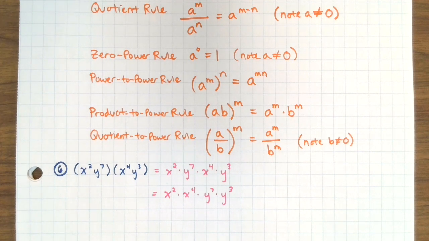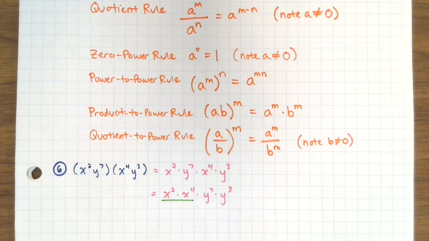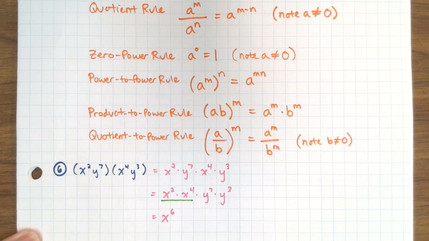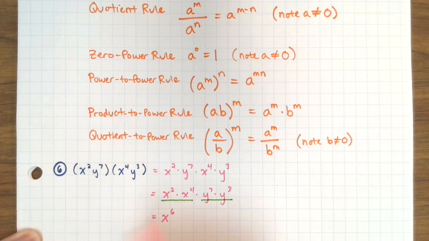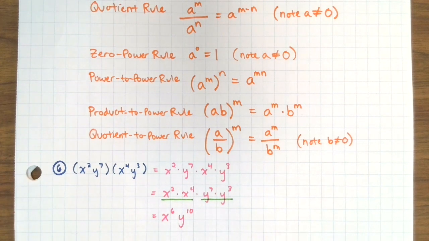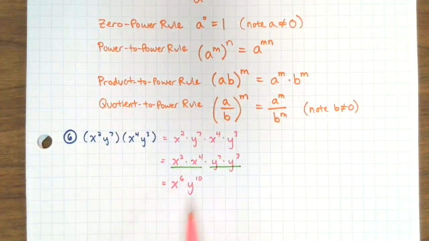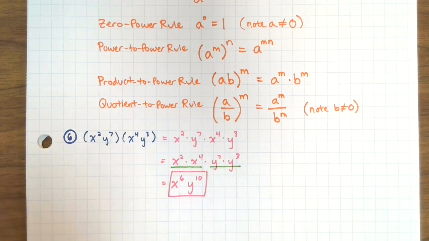Now we can actually apply that product rule. Focusing on the x squared times x to the fourth, the product rule tells us that if they have the same base, we just need to add the exponents to simplify this. So this is going to turn into x to the sixth since 2 plus 4 is 6. Then, over here with the y's, we have y to the seventh times y to the third, and so this is going to end up being y to the 10th. And then that would be our final expression, because that is as simplified as you can get. Now we have an expression where they don't have the same base, and so this would be it for this question.